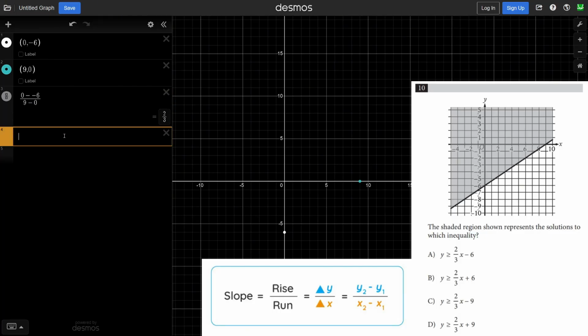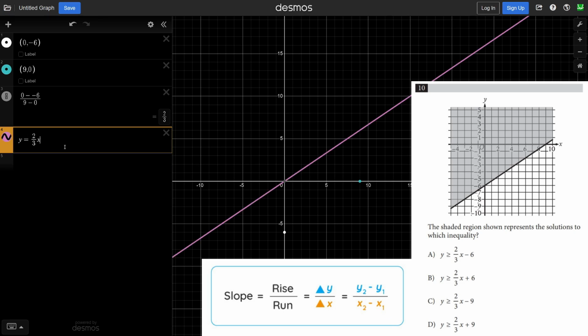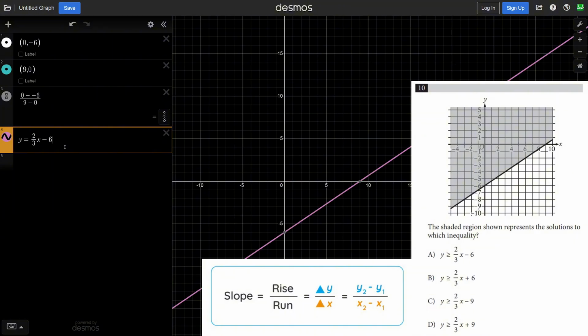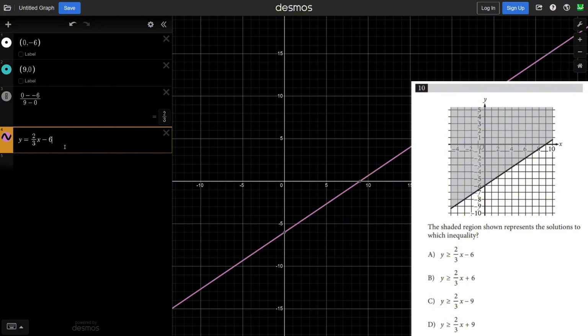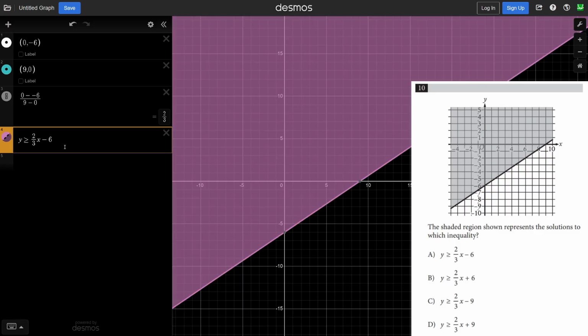And what's the y-intercept? Well, the y-intercept is when the x-coordinate is 0, and we have said that's (0, negative 6). So that means our equation is y is equal to our slope m, which we said to be 2 over 3, x plus our y-intercept, which we said to be negative 6. So y is equal to 2/3 x minus 6. And even though this graph is showing an inequality, we can just change our equal sign to be greater than or equal to match our answer choices.